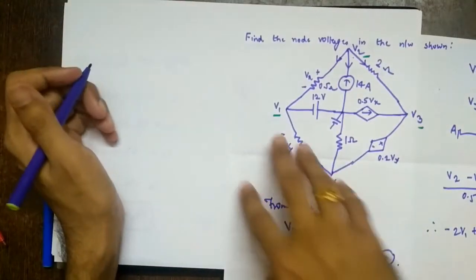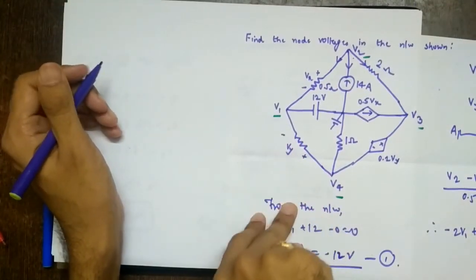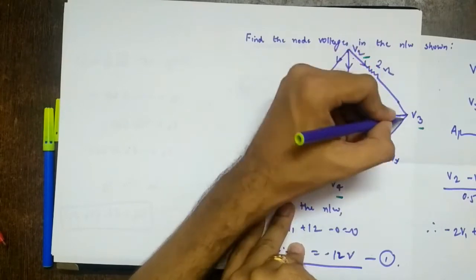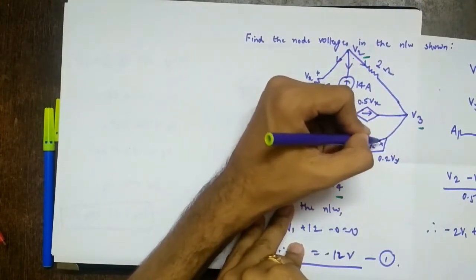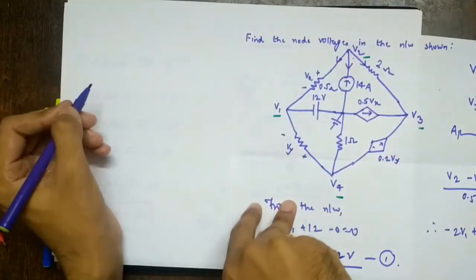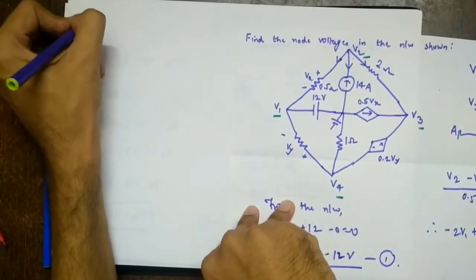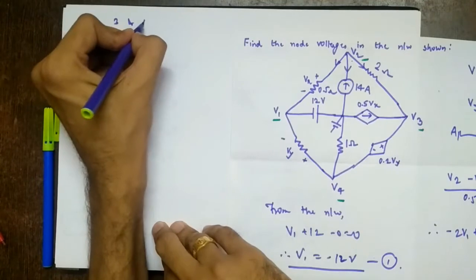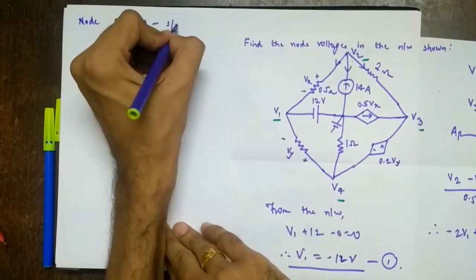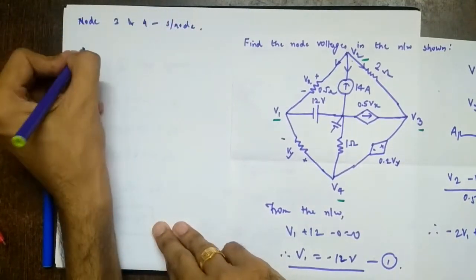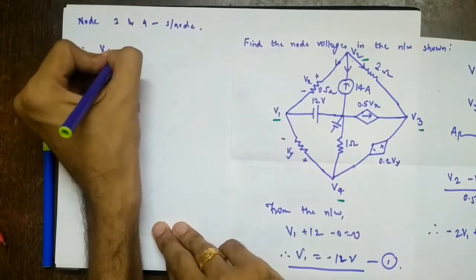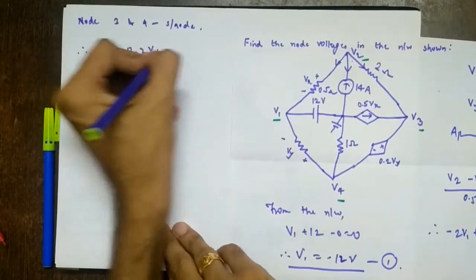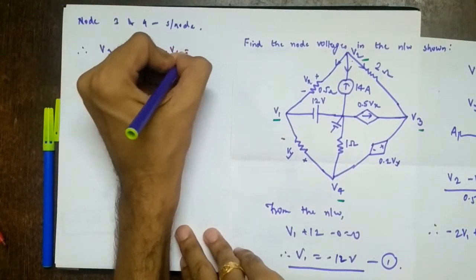Then what we'll do? Apply KCL at node 3. But if you observe between node 3 and 4, there is a voltage source. Even though dependent voltage source, so it will form what? A supernode. So node 3 and 4 form what? A supernode. Right? So therefore, V3 minus 0.2 Vy minus V4 equal to 0.